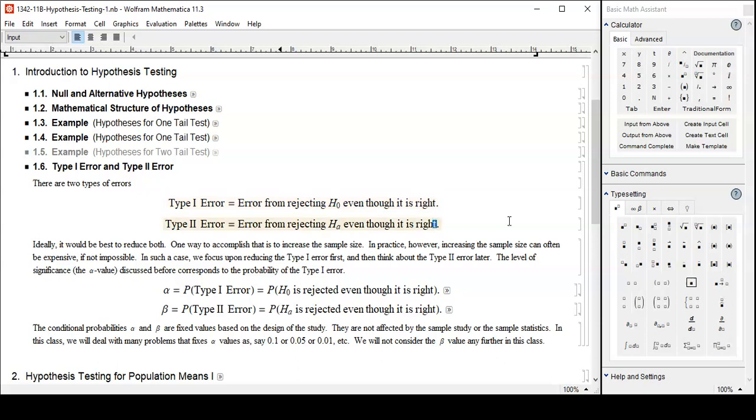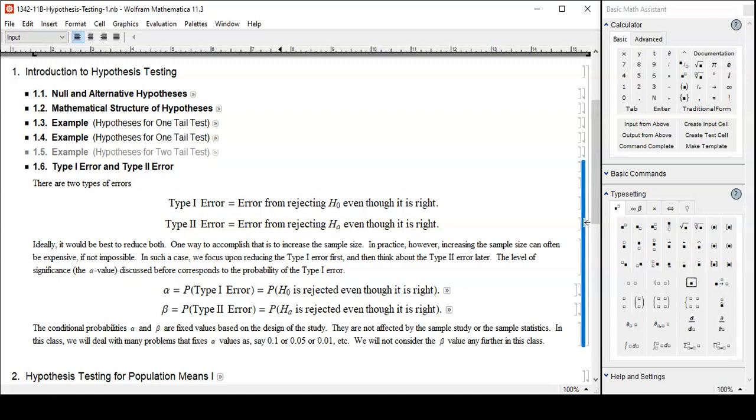Now, what about HA is right? If HA is right and then I called HA, then no error here. I did it right. If HA is correct, yet I rejected it and called H0, then that's an error. That's called type 2 error. So here, null is right, but I rejected. Alternative is right, but I rejected. Those are type 1 error and type 2 errors.